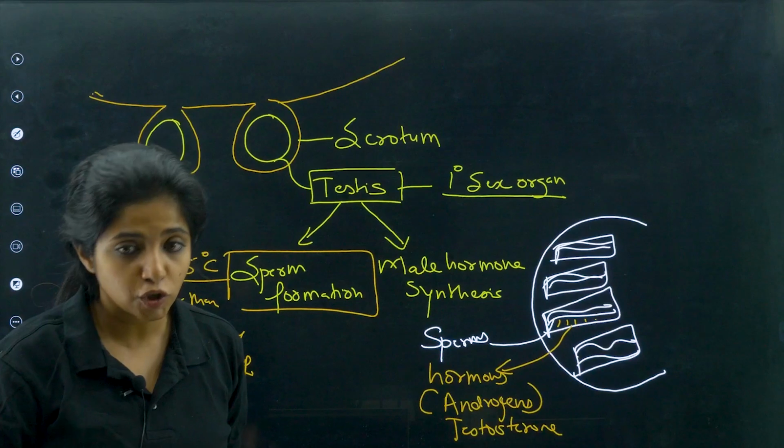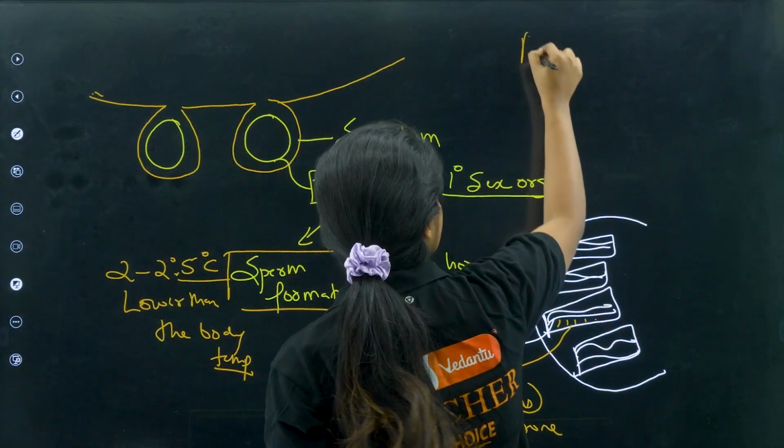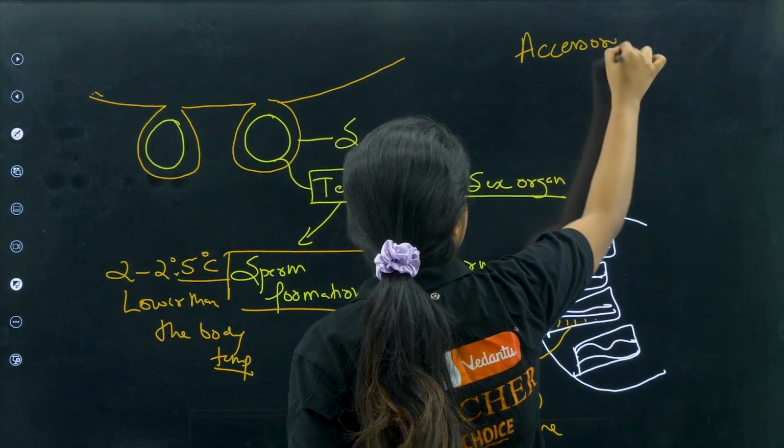Now sperms have to be transported. For transporting the sperms, there are accessory ducts.